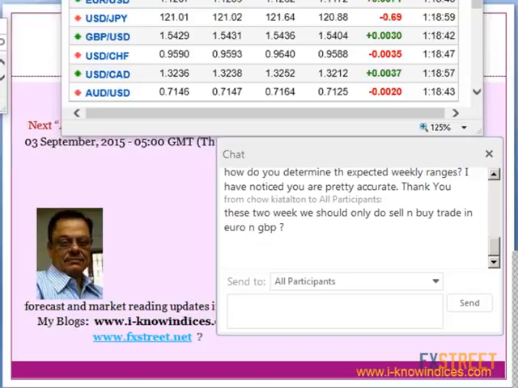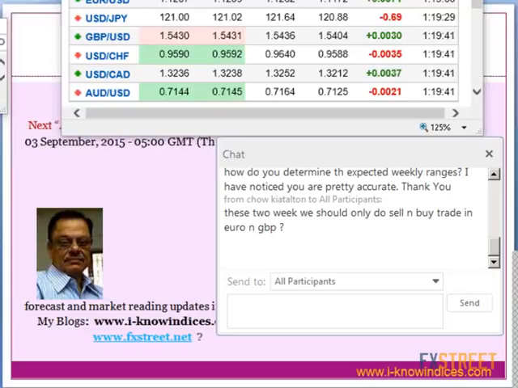How do you determine the expected weekly ranges? I have noticed you are pretty accurate. Shamir, see, I told you many times they are all mathematical derivations. I do not want to disclose how it has been done, because the method is not important to me, according to me. I want small traders to benefit. That is why I give only the result and not the methodology.